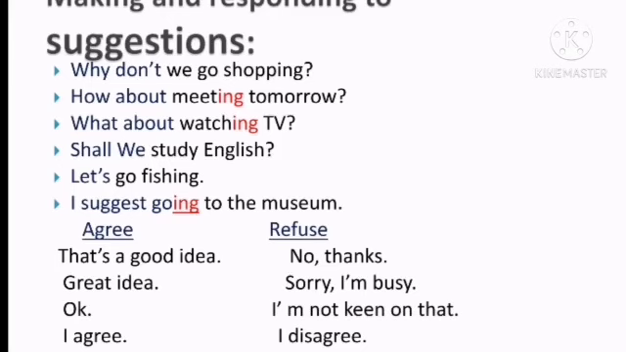How to respond to suggestions. You have to agree or refuse. If you agree, if you accept, you will say, that's a good idea. Great idea. Okay, I agree. If you refuse, you will say, no, thanks. Sorry, I'm busy. I'm not keen on that. I disagree. So you can choose any one of these ways to accept or agree or refuse the suggestion.